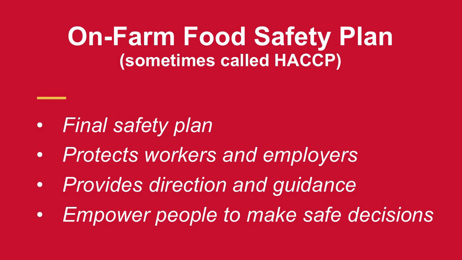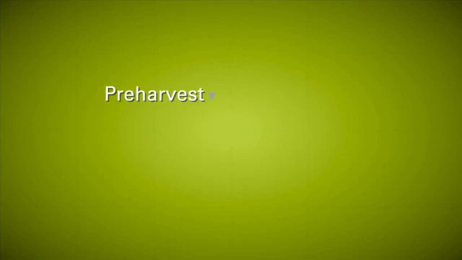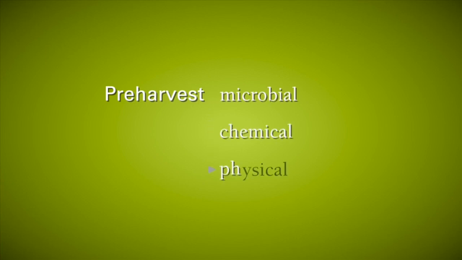Complete development of a food safety plan will protect employees and employers, provide direction and guidance on processing, structure the processing in a specific manner, and will empower people to do the right thing when handling the produce. A HACCP plan will also significantly reduce microbial risks and will make sure each step of produce processing has all the appropriate safety measures. Next, we will discuss the major microbial, chemical, and physical hazards associated with pre-harvest production.